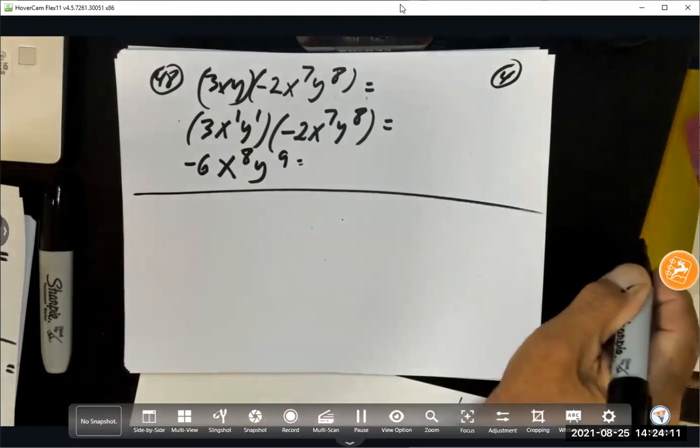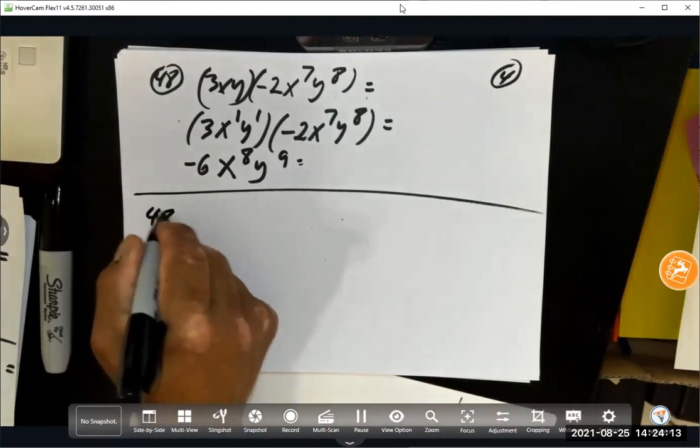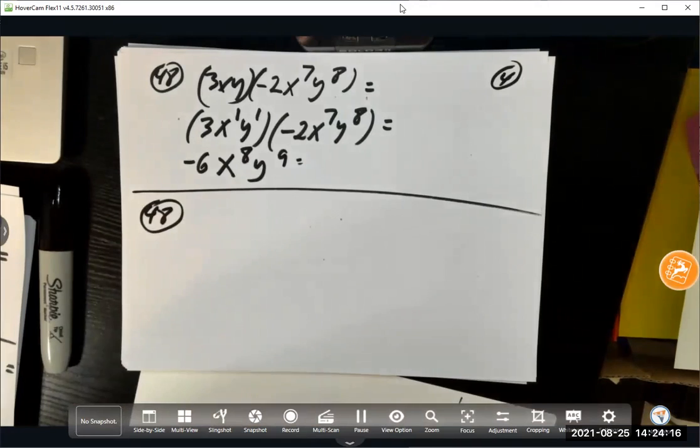So this one you have to add the powers. I'm going to do it again. 48 again, okay? Same problem. I just change it just a little bit.